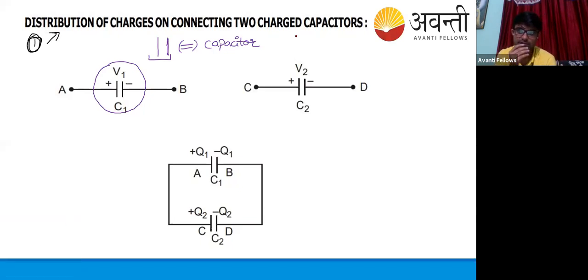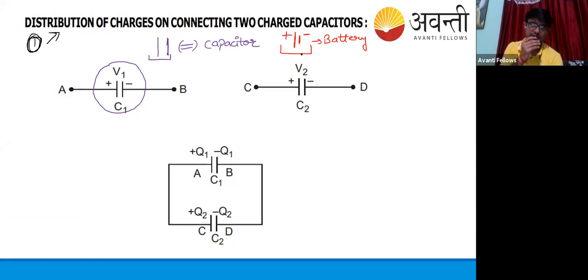But students, don't get confused with a battery. A battery is something else. A battery is like this: both lines are parallel, but one line is long and the other line is short. The long one represents the positive terminal and the short one represents the negative terminal. So this symbol stands for a battery. This is a capacitor and this is a battery.